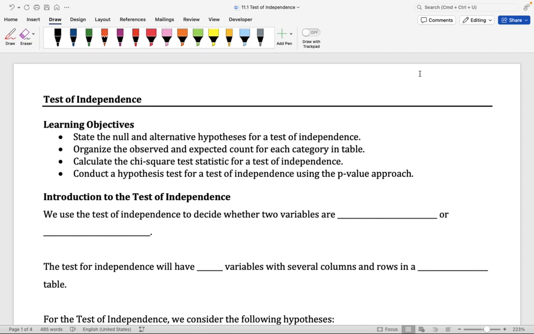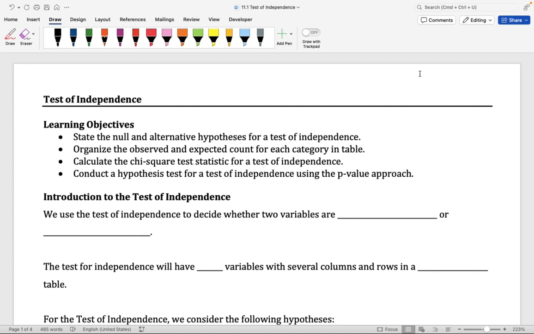In this lesson, we're going to be looking at the test of independence. This is a hypothesis test used to determine if two variables are independent or dependent. And these variables are going to be qualitative variables. In other words, these variables are going to be categorical variables. This is the second hypothesis test that you see for qualitative variables.